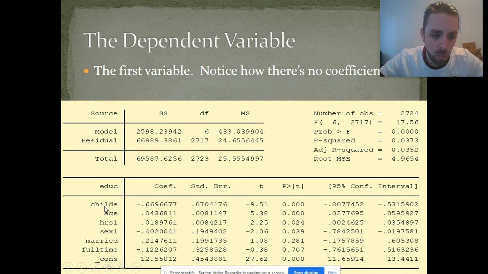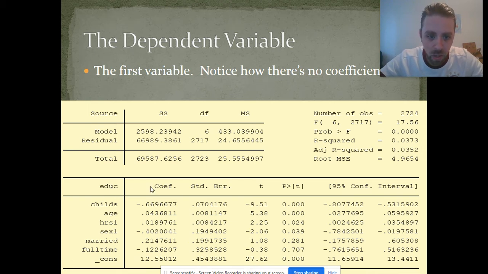Education, and then number of children, respondent's age, hours worked in the last week, sex, coded as male and female, married, coded as somebody is married or somebody is not currently married, full-time, someone is a full-time worker or someone is not a full-time worker, and then the constant, which is not actually a variable, it's just a term of the equation.